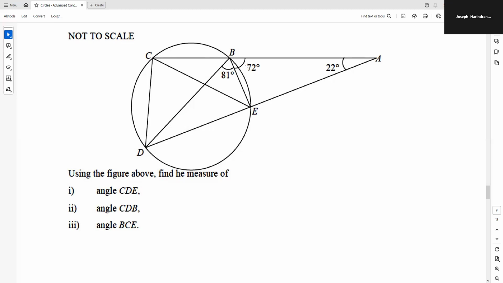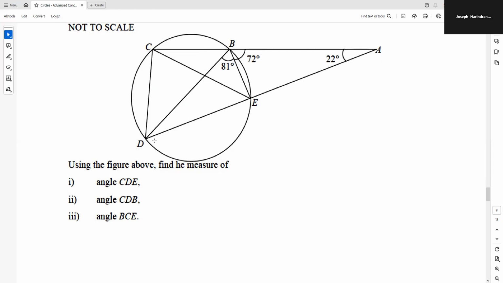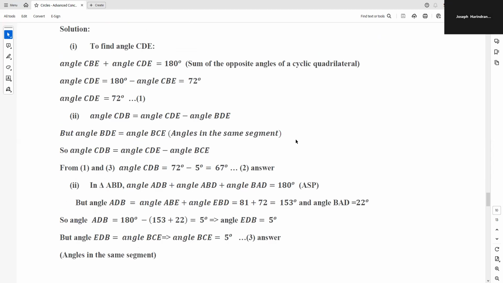CBE is 180 minus 72, because CBE and ABE form a linear pair. Angle ABE is 72 degrees, given. So naturally CBE should be 180 minus 72, and CDE is the same as this, therefore it's 72 degrees, and we got the answer as 72 degrees. It looks hard, but it's simple.